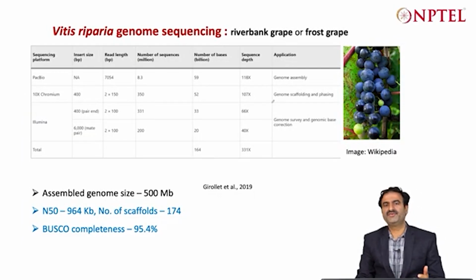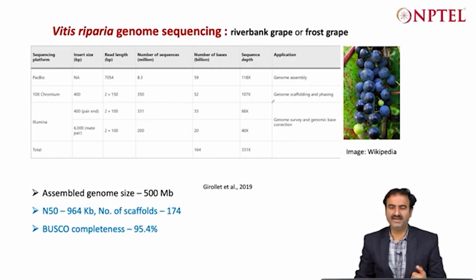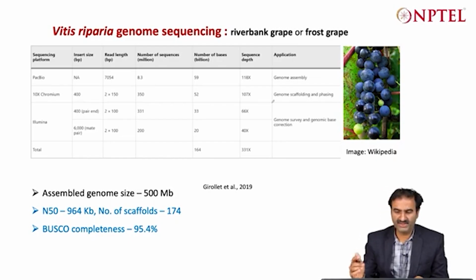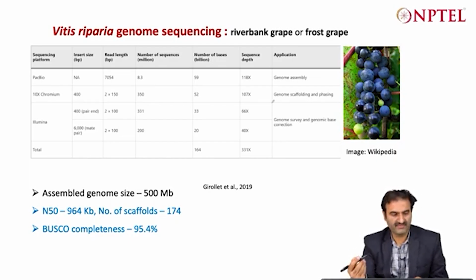And even the reviewers will ask you to report this N50, L50, BUSCO, and other statistics when you are reporting your genome. For example, in this genome that we have already seen earlier, a riverbank grape or frost grape genome, using multiple types of data from PacBio, Chromium link reads, short reads, a lot of data with high depth.